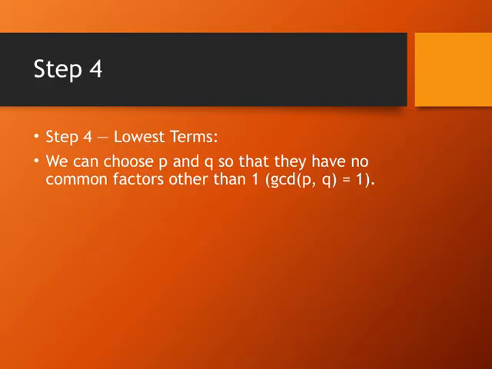All right, now we're at step 4, lowest terms. Here, the key idea is that we want to choose p and q so that they don't have any common factors other than 1. In other words, their greatest common divisor, or GCD, should be 1. This means that p and q are as simplified as possible, with no common divisors that could be factored out. This step is really important because it ensures that the fraction is in its simplest form, which makes it easier to work with and understand.